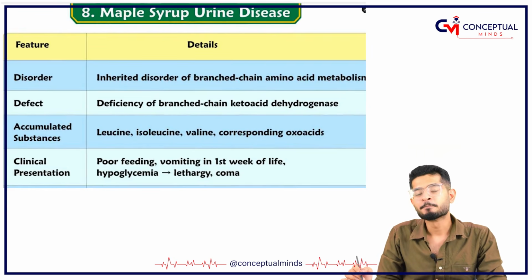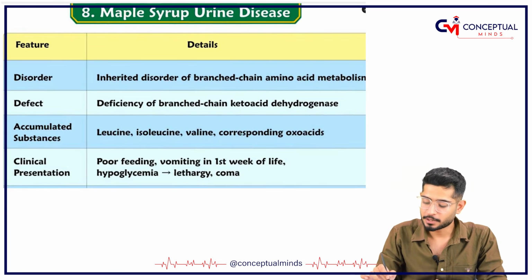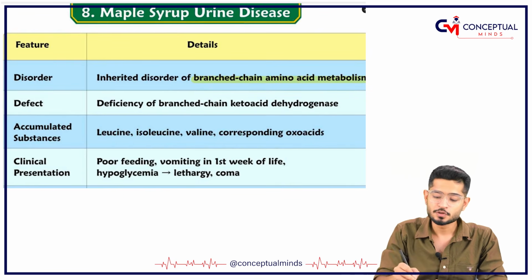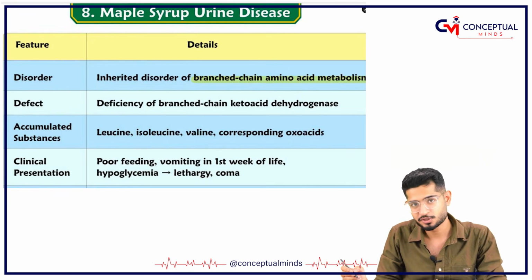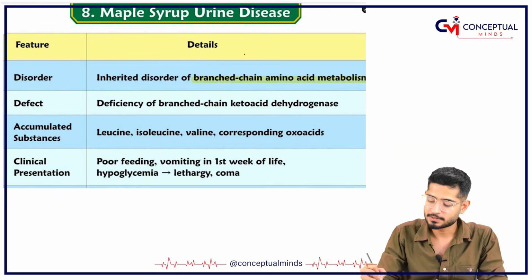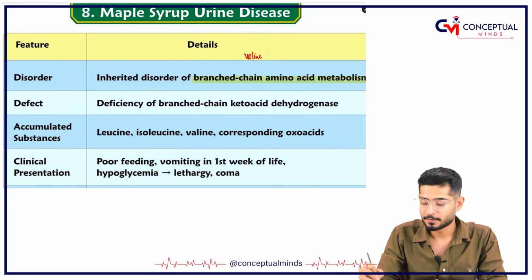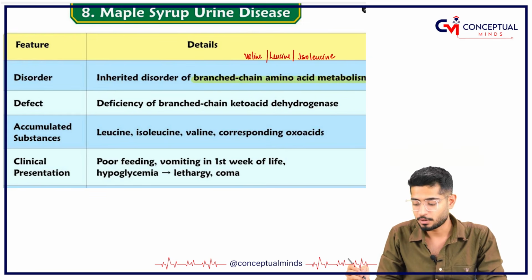Remember that it's a disorder of branched chain amino acid metabolism. There are some amino acids which are branched chain amino acids, for example valine, leucine, and isoleucine. All these amino acids have a branch chain, and the metabolism of course will be called branched chain amino acid metabolism.